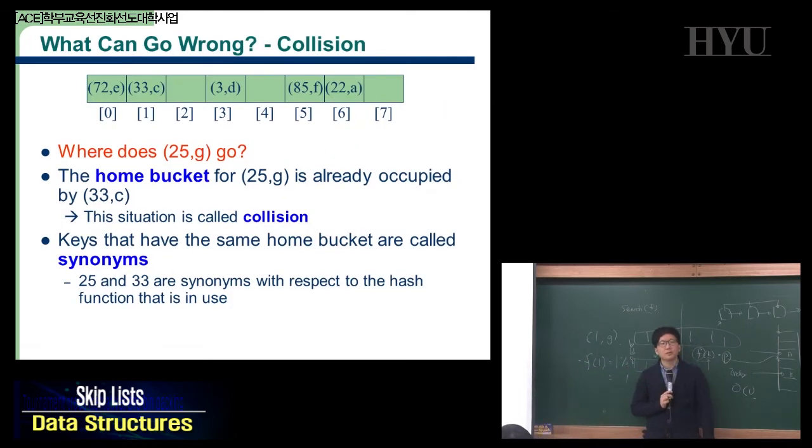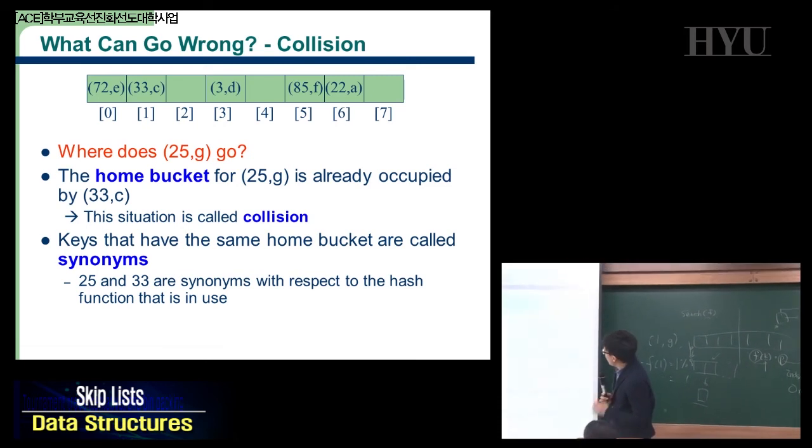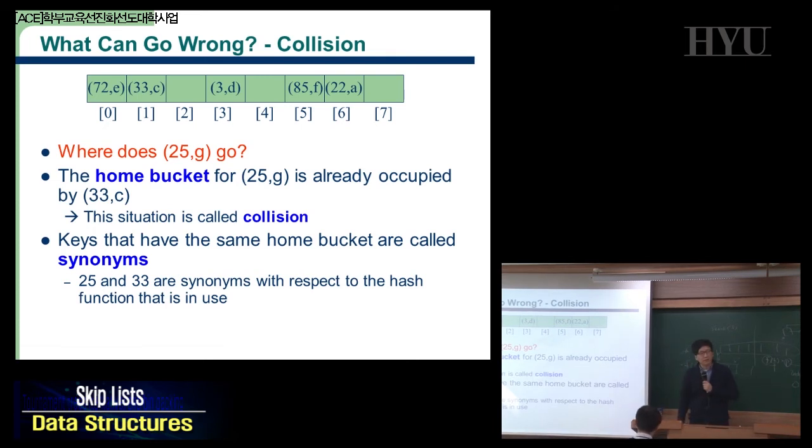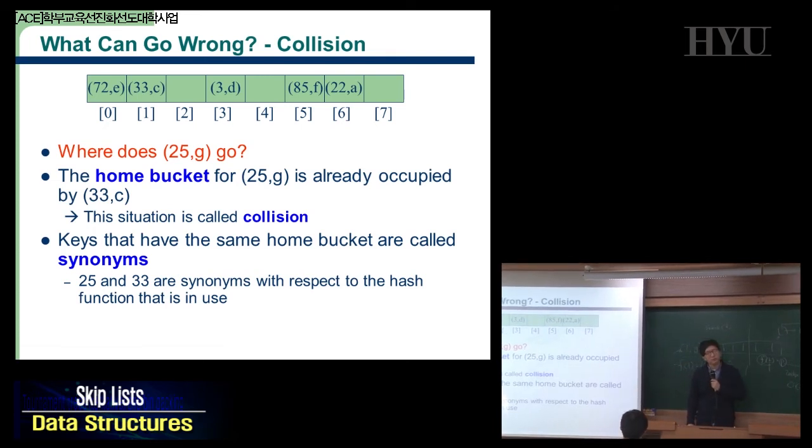What can go wrong? I just mentioned something called collision. Collision is what? In a car accident, they collide together. Collision, they collide. In that example, of course I already gave 1G, but where does 25G go? 25 modular 8 is 3, 4, 24, 1.